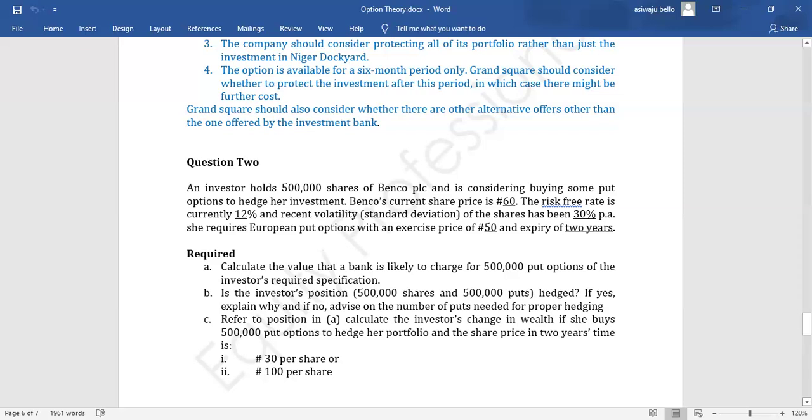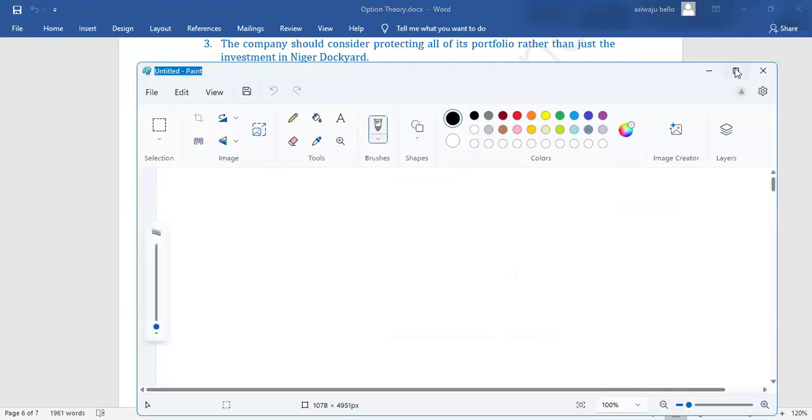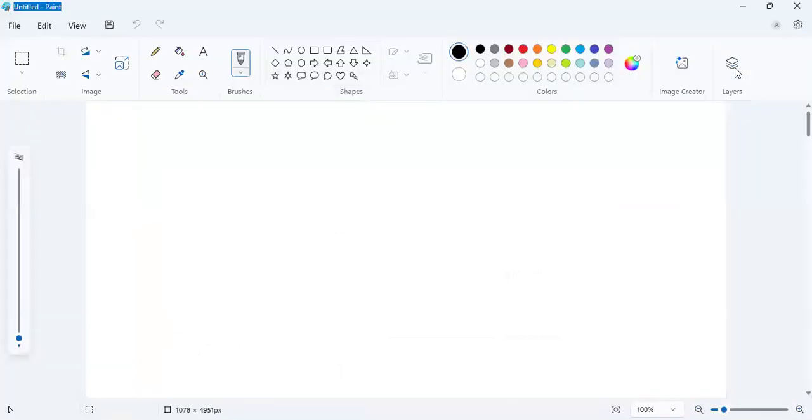Requirement A says calculate the value that a bank is likely to charge for 500,000 put options of the investor's required specification. We calculated this last week. Recap our calculation last week.